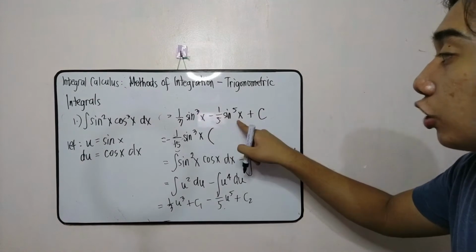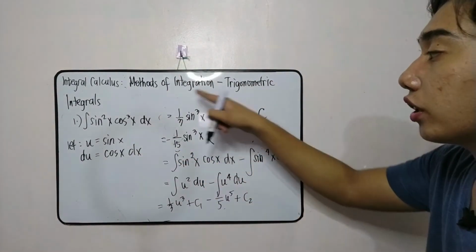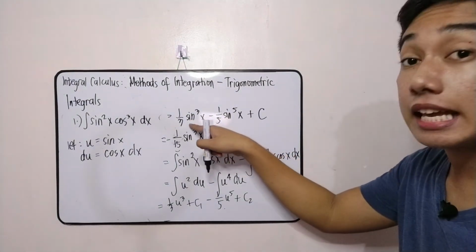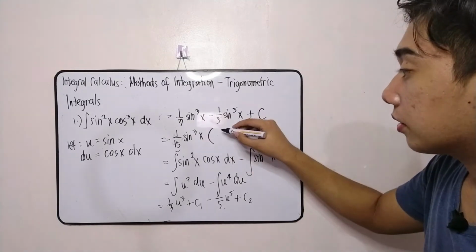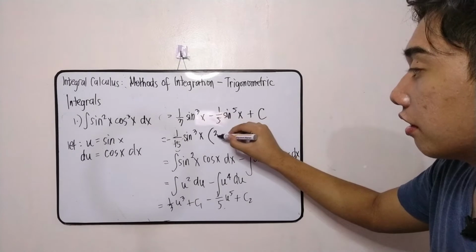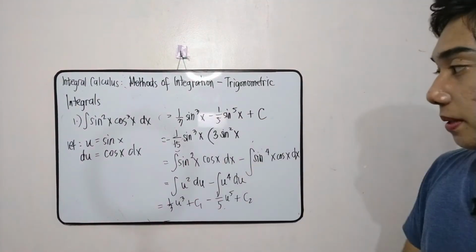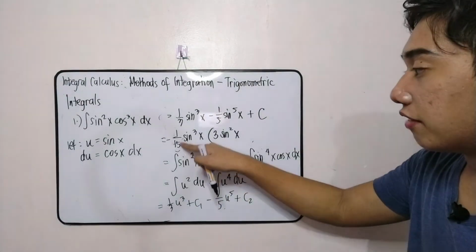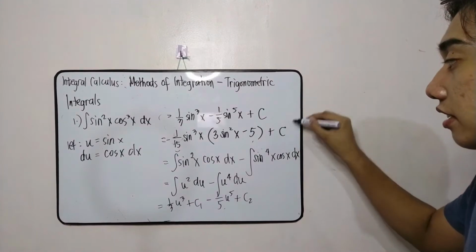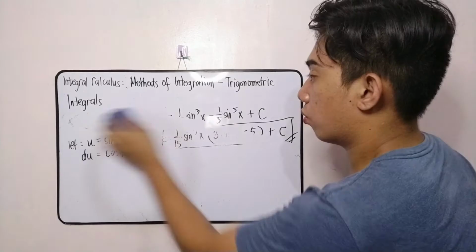So, ito yung uunahin natin kasi nag-factor out tayo ng negative. If we factor out negative, this becomes positive. If we factor out negative, this term becomes negative. So, this becomes 15 divided by 5, 3. So, this becomes 3 sine squared x. And 15 divided by 3, we have 5. So, minus 5 plus c. So, this is our final answer.